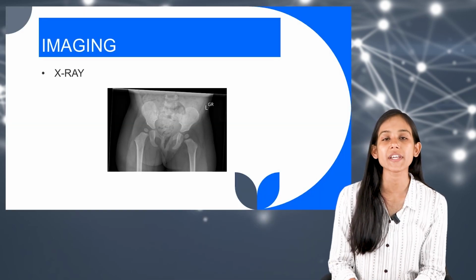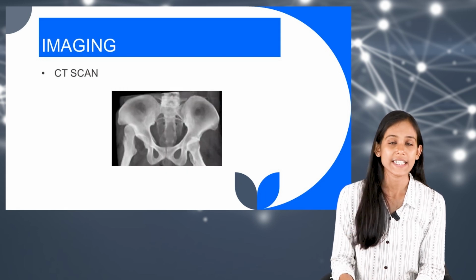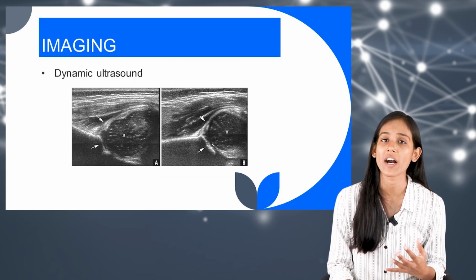Next, we will see how Ortolani's test is performed. In Ortolani's test, the baby's thighs are held with the thumb, and the fingers would be resting on the greater trochanter. After this, the hips are flexed to 90 degrees and gently abducted. Usually there would be smooth abduction to 90 degrees, but if it stops halfway, that indicates that there is some problem. Apart from these things, we can also perform X-ray, CT scan or MRI, or we can also do ultrasound.